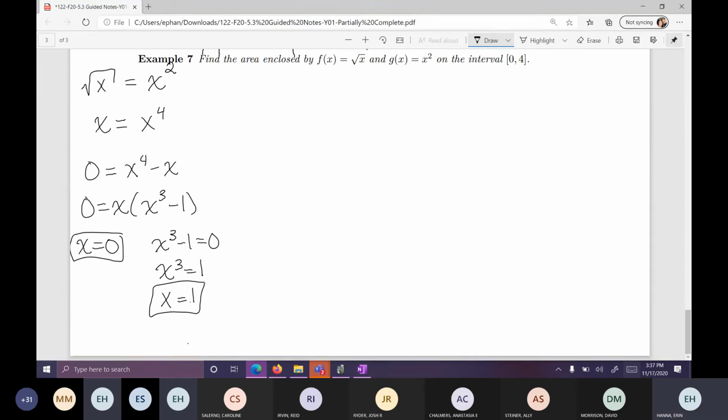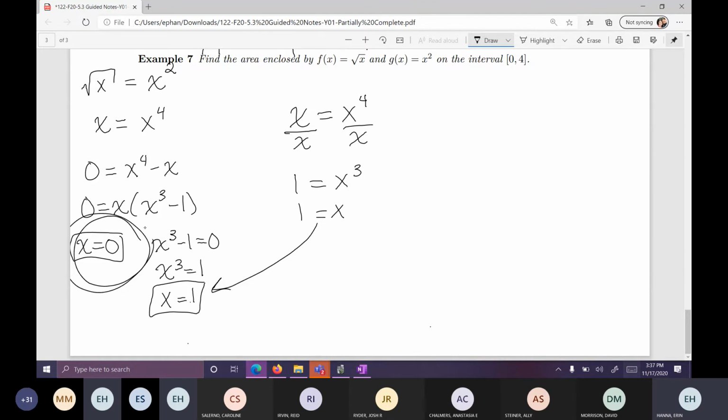So let's say that, I'm going to erase this in a second, but let's say that you had thought to divide both sides by x. That's what you thought to do to solve that algebraically. You would get here, and you would get that x equals 1, which is an answer. But what about the x equals 0 answer? You didn't get that one.